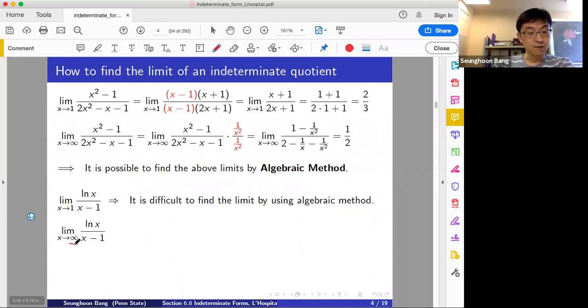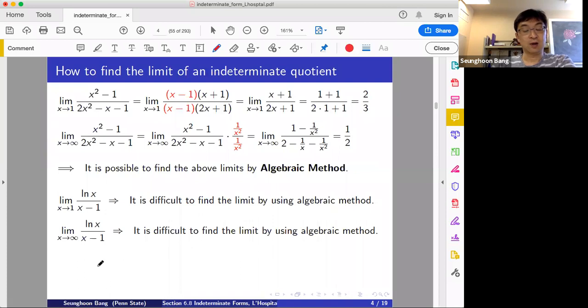With x value approaching infinity, you plug infinity into here. The top one is infinity. Plug into the bottom one: infinity minus 1 is also infinity. Infinity over infinity. So similar. So we cannot solve by using algebraic method. Really complicated. So how can you find the limit of the indeterminate form of 0 over 0 or infinity over infinity?